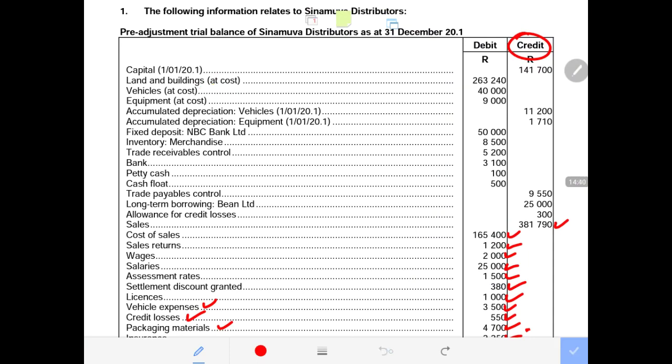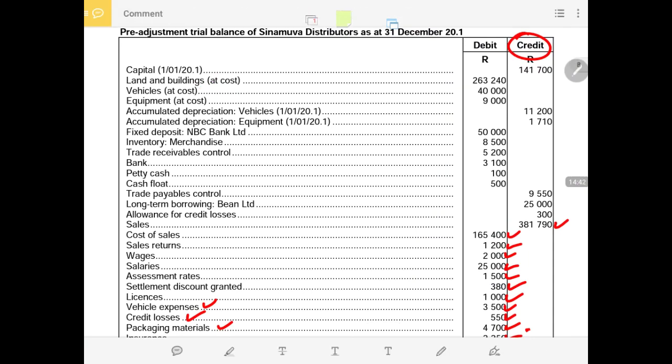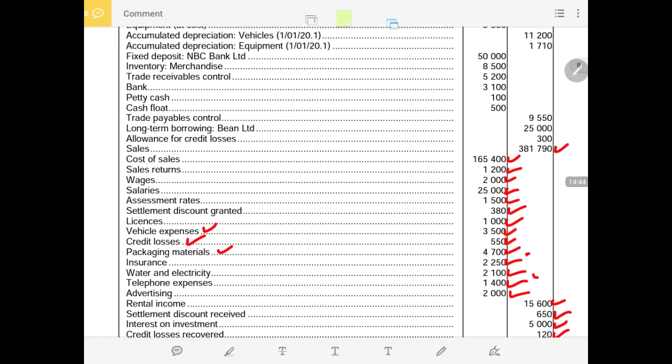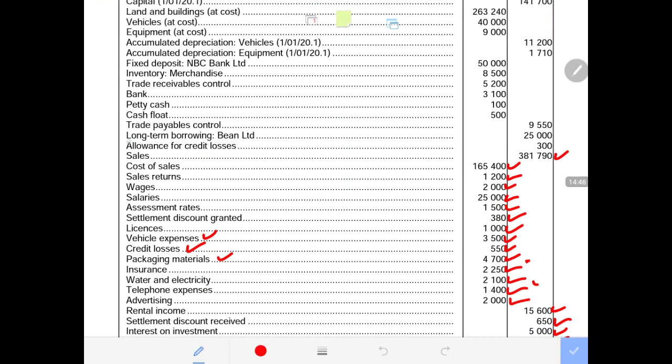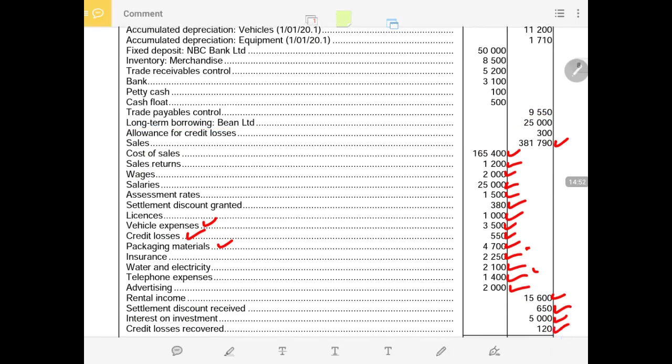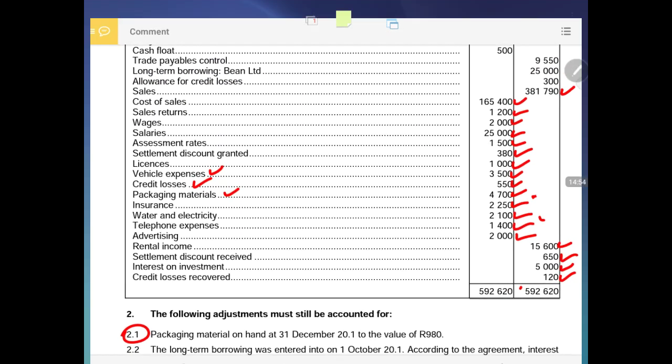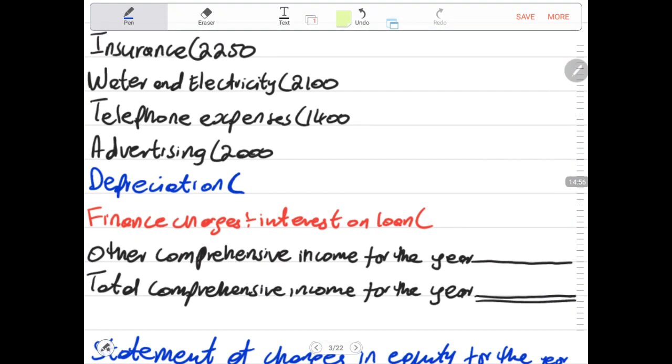Then now we have to make provision for another account again. Let us look if we do have a loan or not. Yes, we do have long-term borrowing, but we are not told of anything regarding interest expense. So now let us also make provision for the finance charges. There we do have finance charges, which is interest on the loan. Just open brackets there. You are waiting for the adjustment that will tell you what is happening regarding this account.